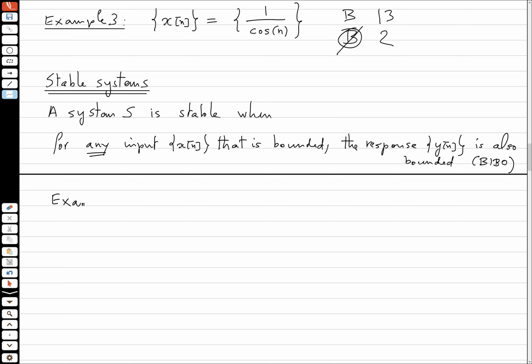Example 1. All right, so the system is going to be stable or not. It's going to be yes or no. It's like linearity, it's like time invariance, it's like causality. It's going to be yes or no. This is actually what I like about this type of exercise.